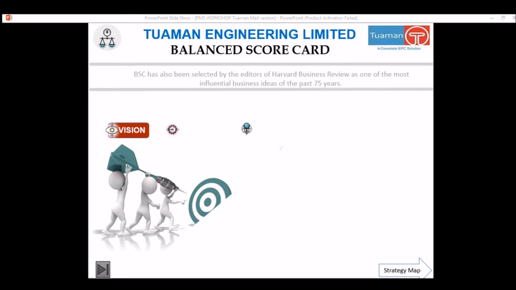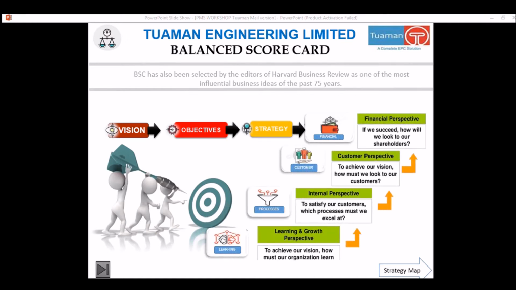Today I'm trying to give you a snapshot of what is a balanced scorecard and how we do our PMS forms. From the vision of an organization come the objectives, from there flow the strategies of the organization, and from there we get the four perspectives of the balanced scorecard: the financial perspective, the customer perspective, the internal processes, and the learning and growth perspective.